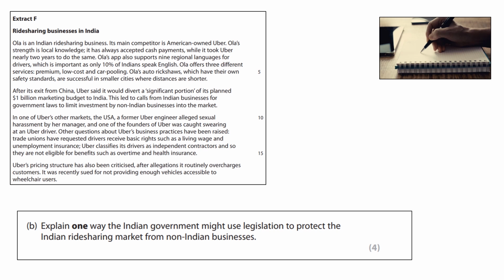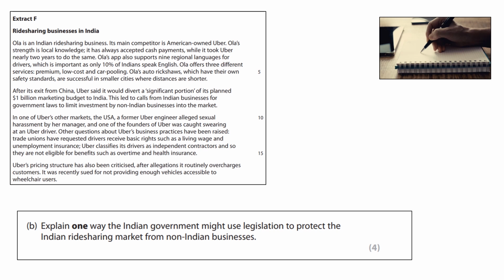Other questions about Uber's business practices have been raised. Trade unions have requested drivers receive basic rights such as a living wage and unemployment insurance. Uber classifies its drivers as independent contractors, and so they are not eligible for benefits such as overtime and health insurance. Uber's pricing structure has also been criticized. After allegations, it routinely overcharges customers. It was recently sued for not providing enough vehicles accessible to wheelchair users.